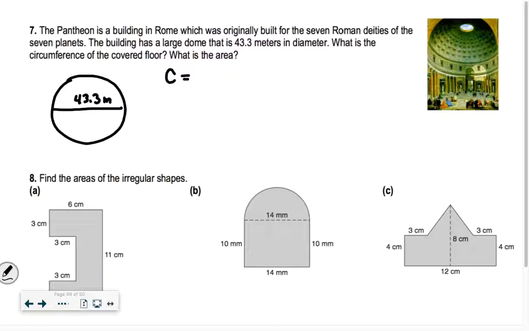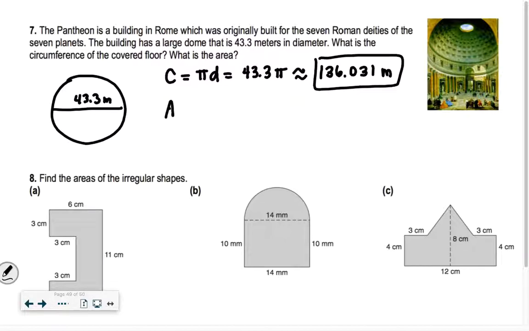So our circumference then is going to be pi times diameter. So we just have 43.3 times pi. So let's find it rounded to 3 decimals. I always do 3 decimals because that's what you need to do in your upper level classes, so if I don't say, do 3 decimals. So 136.031, and that's in meters.